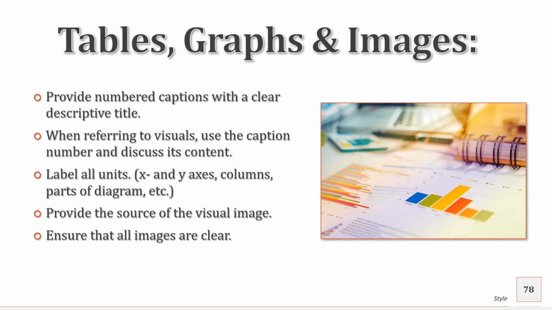Next we have, when referring to visuals in the content that you are writing, use the caption number and discuss its content. Always remember to label all the units, the X and the Y axis, the columns, the parts of the diagram, etc. Then we have, provide the source of the visual image. You should always remember to mention where you found this image and ensure that all images are clear. This means it shouldn't be a blurry image.